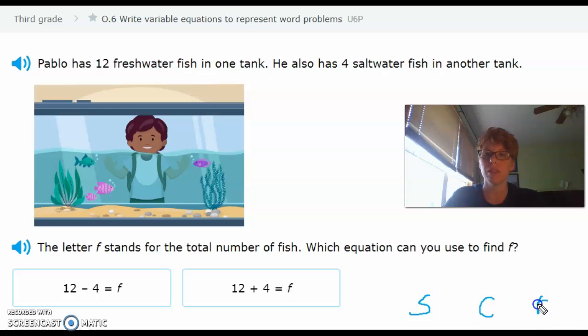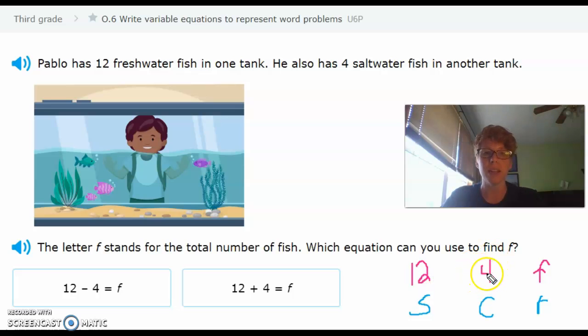I know that he has 12 freshwater fish in one tank, and he has 4 saltwater fish in another tank, but we don't know how many he has total. So I'm going to put down that I don't know how many, the result. I don't know how many he has total. I'm going to put down F for fish. That will help me know that. But I know that he has 12 in one, and he has 4 in another one.